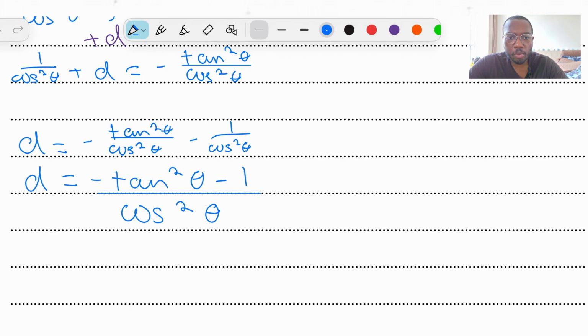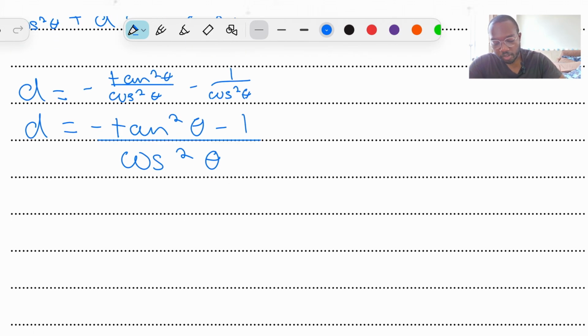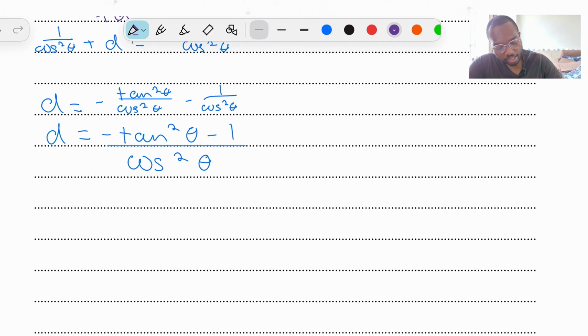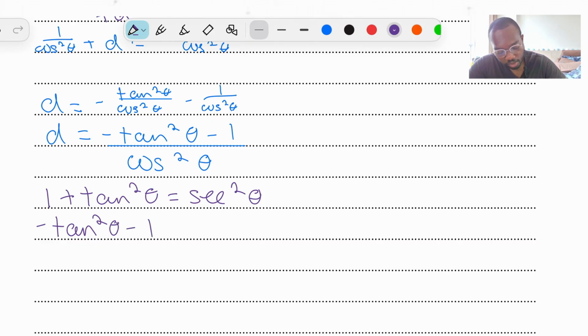And now there's just one thing to know. I believe this is in the formula book as well, but one of the trig identities we know is that 1 plus tan squared theta is equal to sec squared theta. In our question, we have minus tan squared theta minus 1. So if we just minus 1 to everything, and if I rewrite this as a minus tan squared theta minus 1, that would equal a minus sec squared theta. So know that a minus tan squared theta minus 1 is equal to a minus sec squared theta.